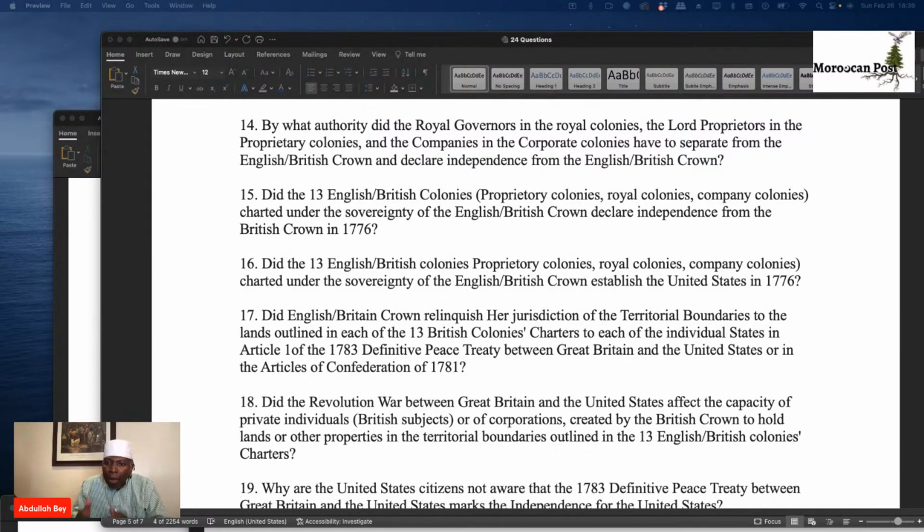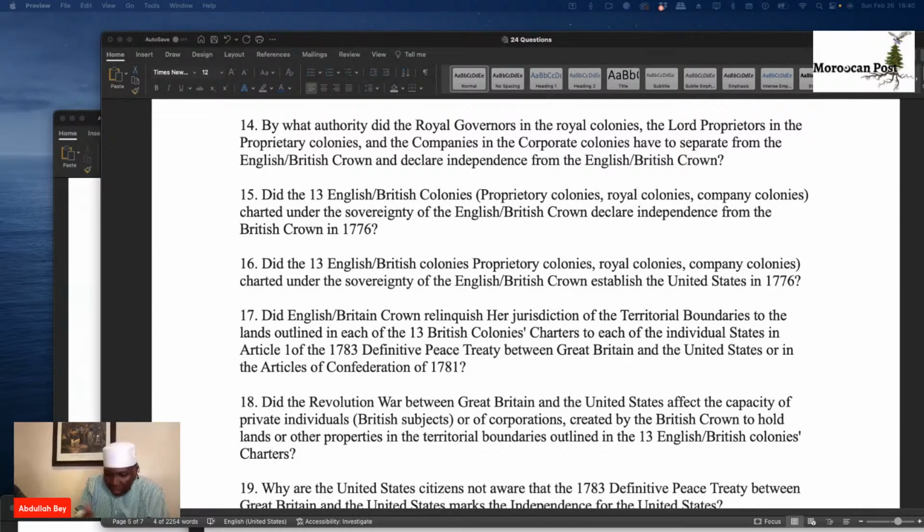So you say by what authority? Then I have to go to an instrument. The instrument is the charters: the royal charters, the company charters, and the proprietary charters. I have to go see. I don't know what else to do. I don't see where they have authority to do that.